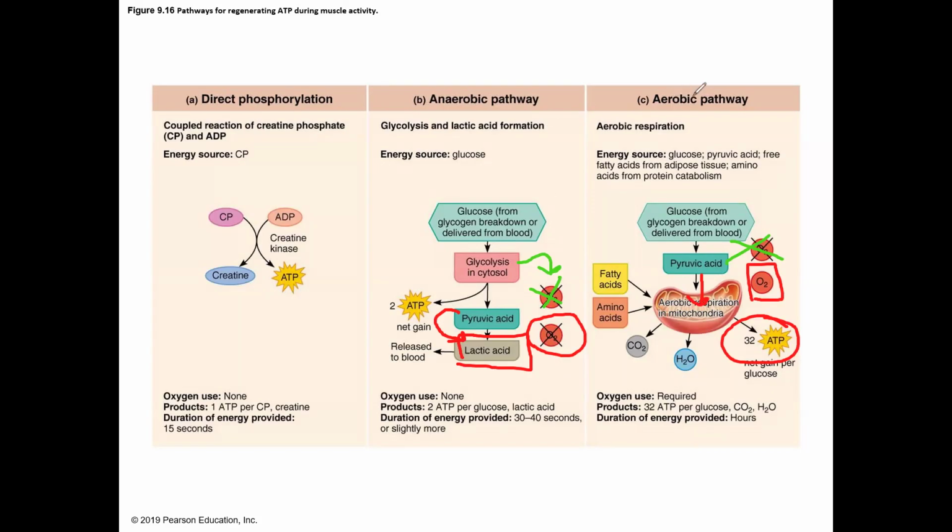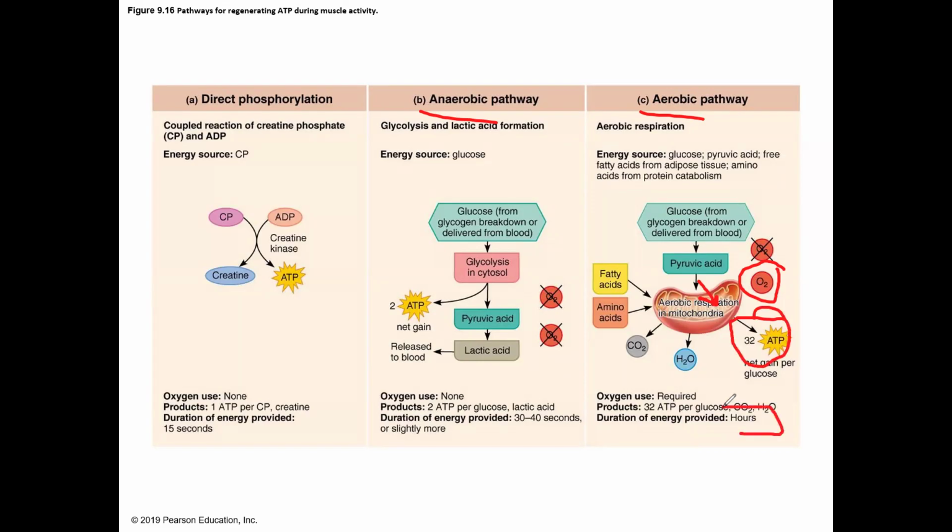So cellular respiration happens either aerobic or anaerobic. For aerobic, you get adequate amounts of oxygen to the cell. Pyruvic acid can enter the mitochondria, make a lot of ATP. You could sustain an event for hours.